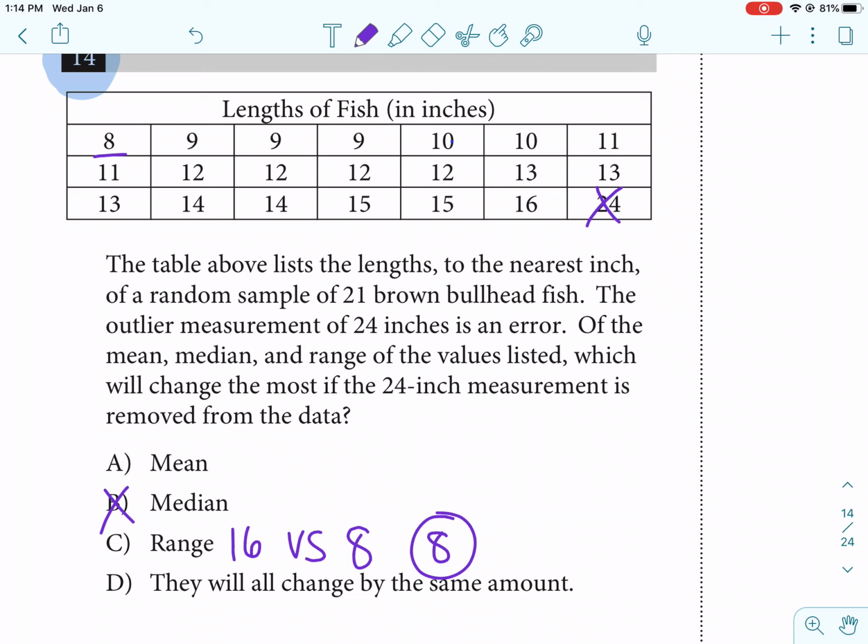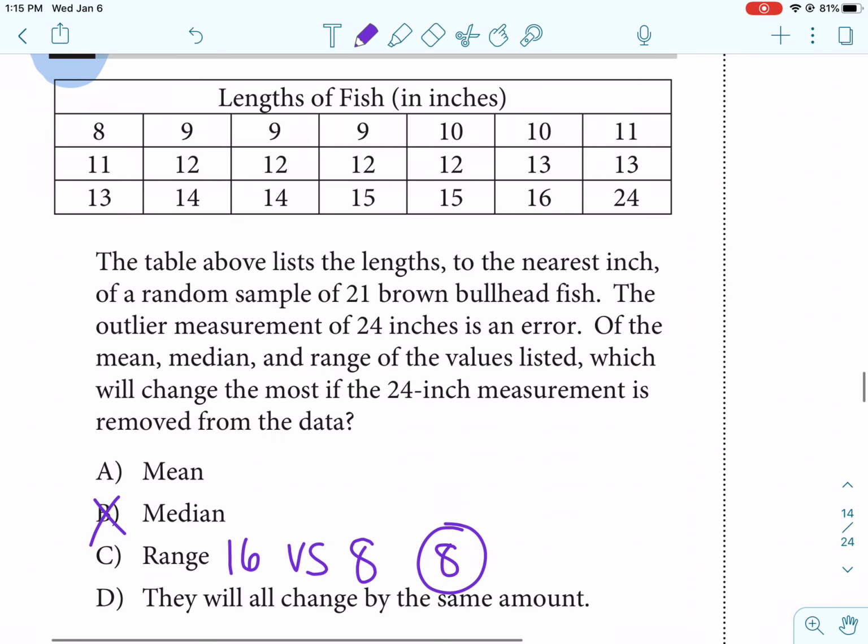Now we're going to do the same thing with the mean. Mean is the average. So I'm going to add up all my values and divide by how many there are. This does take a little bit, so I'm going to add all these up. I am using my calculator because it is the calculator portion. Let's see, there's 4 12s plus 3 13s. Oops, 3, not 13 of them. Plus 14, plus 14, plus 15, plus 15, plus 16, plus 24. If I use all the data points, it adds up to 262.